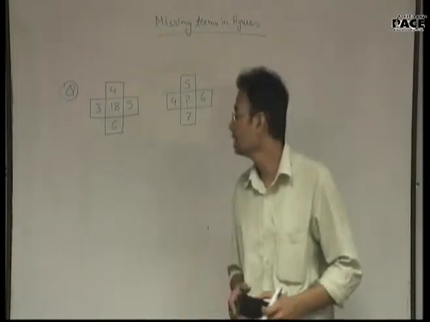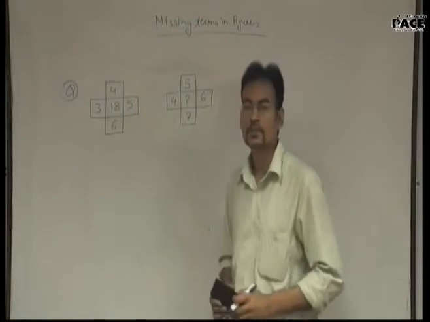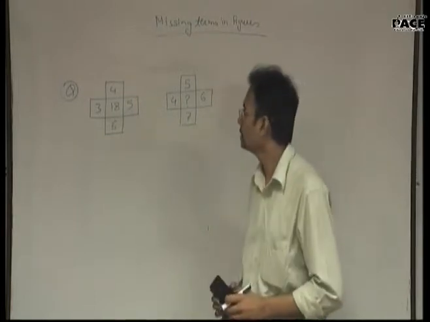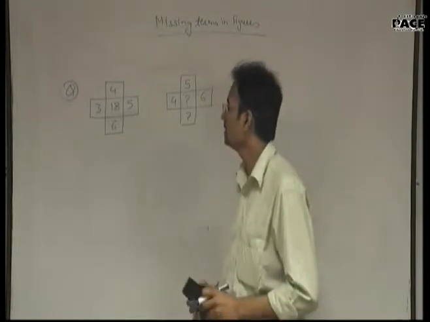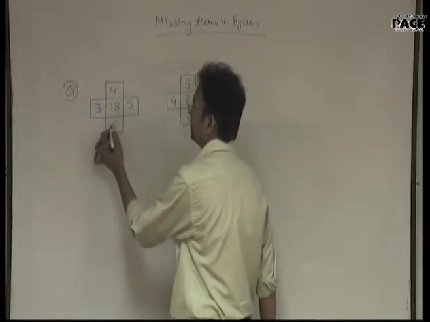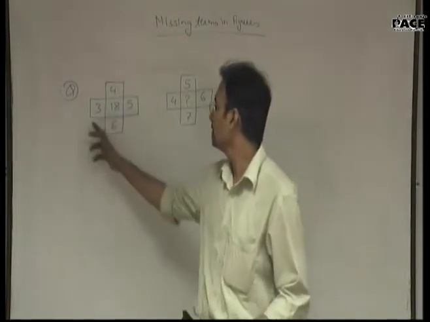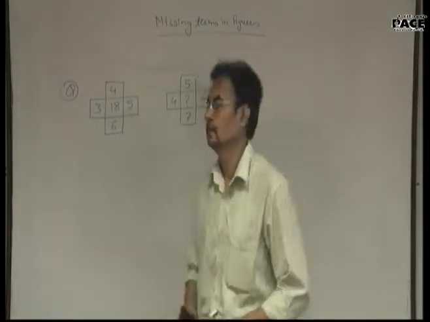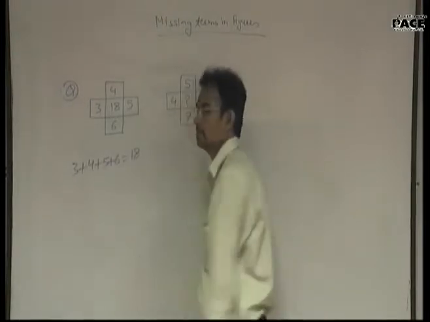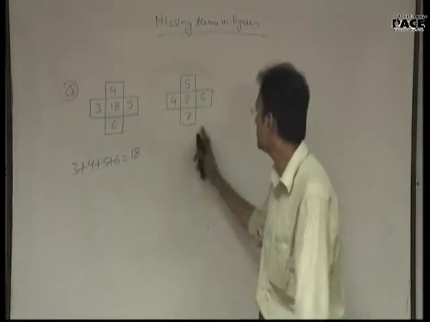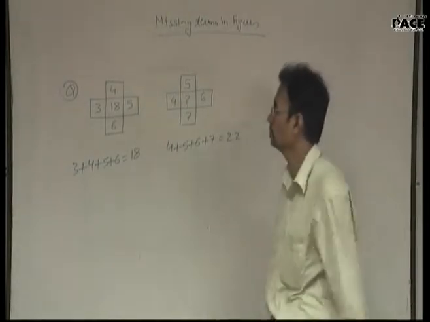Now in this question, we have 18 and we have to find out this number. So we can have a look at what possibilities are there. 3 plus 6 plus 5 plus 4. If we add all these outside numbers, we'll get 18. Similarly here, it will be 22.